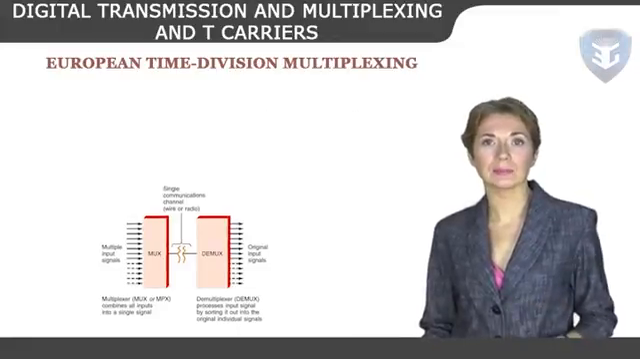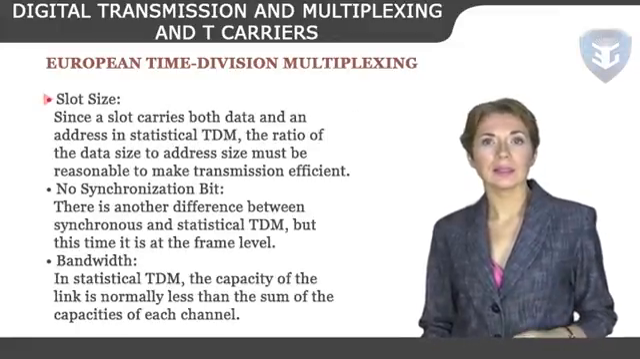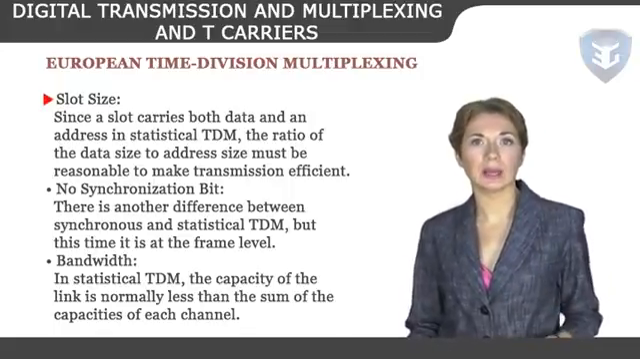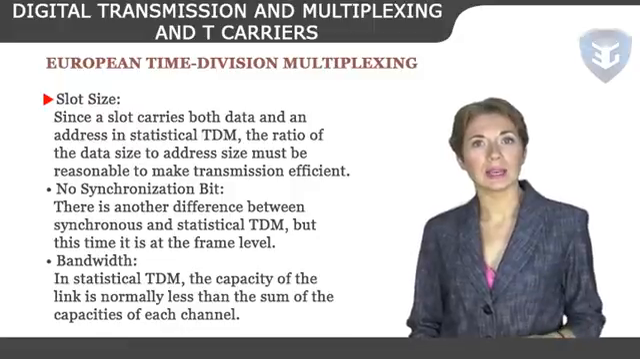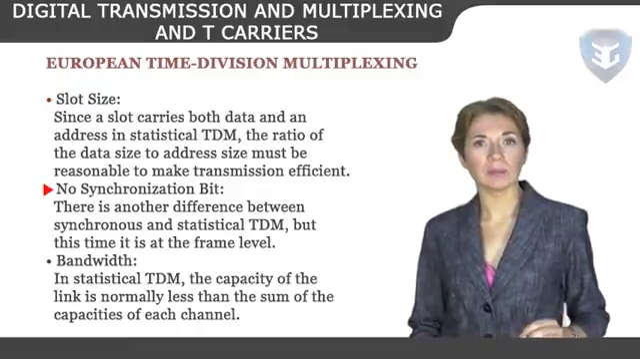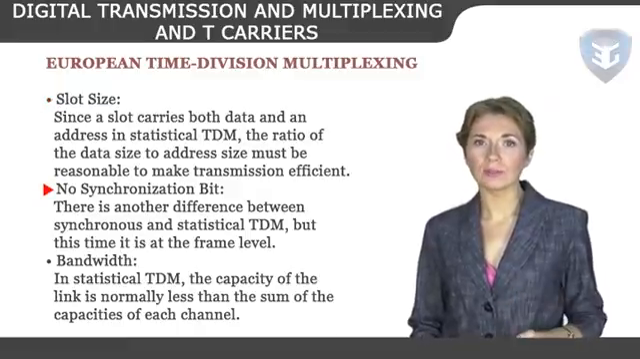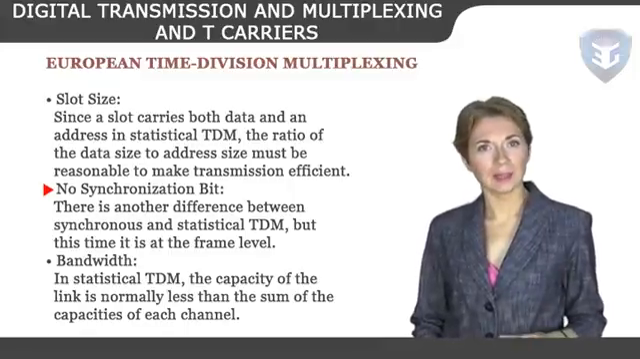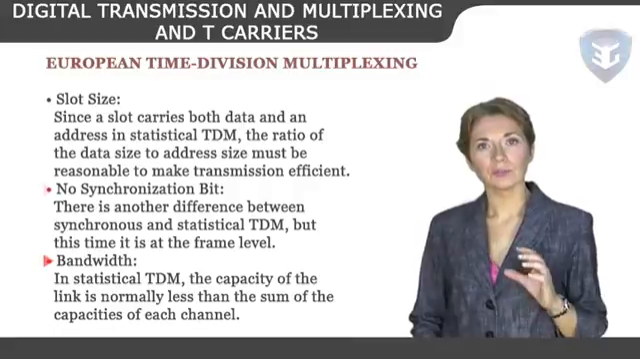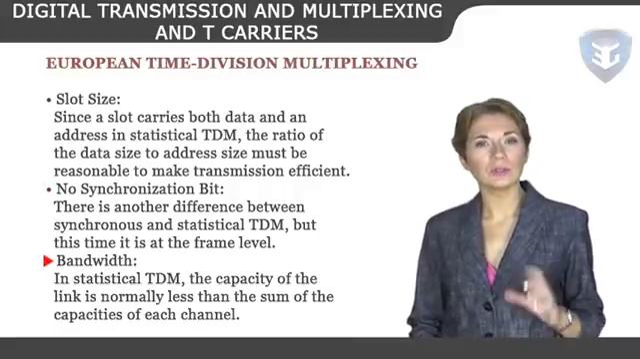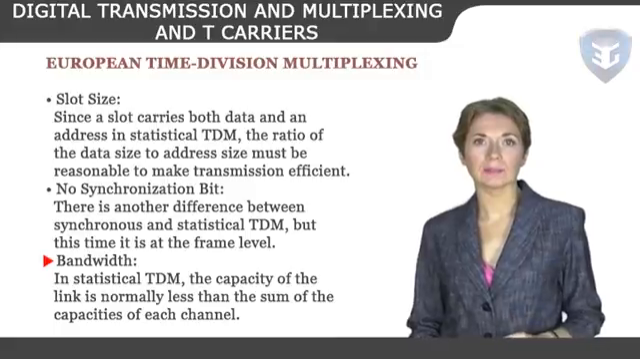Slot size. Since a slot carries both data and an address in statistical TDM, the ratio of the data size to address size must be reasonable to make transmission efficient. No synchronization bit. There is another difference between synchronous and statistical TDM, but this time it's at the frame level. The frames in statistical TDM need not be synchronized, so we do not need synchronization bits.